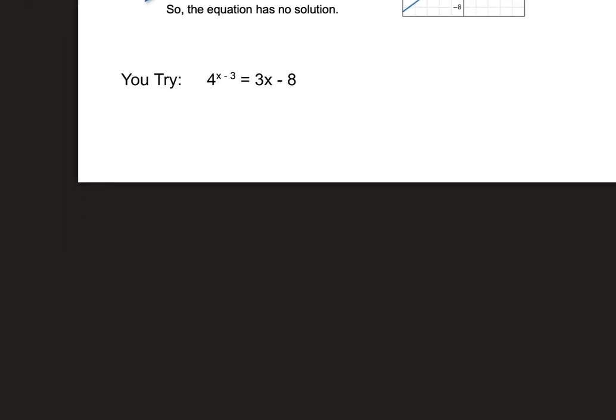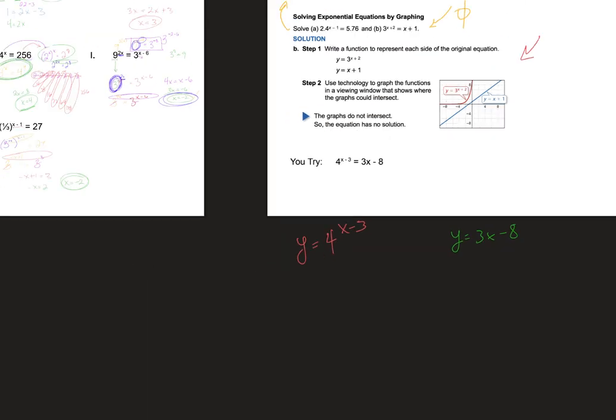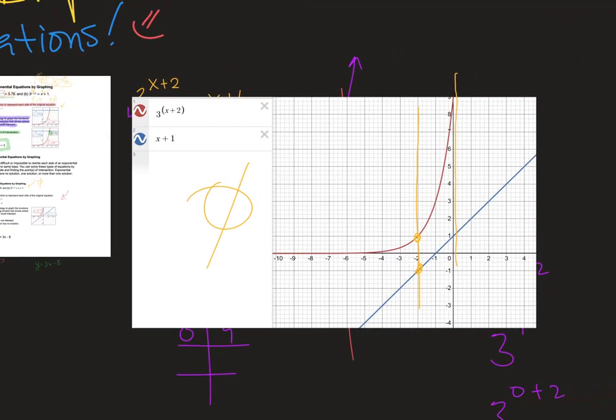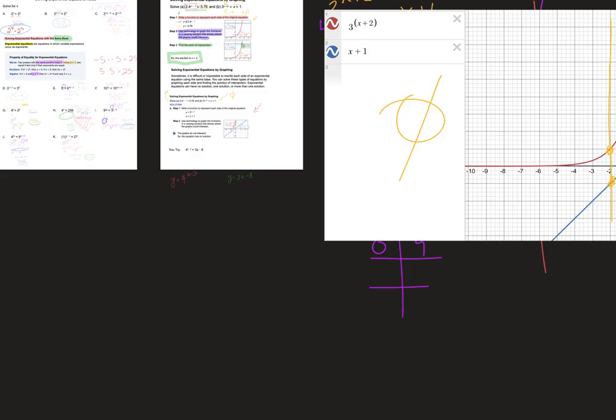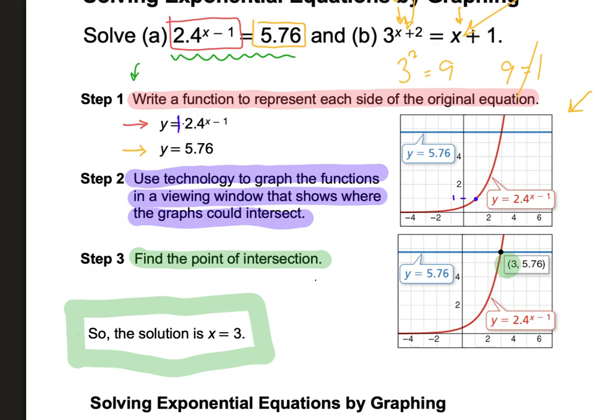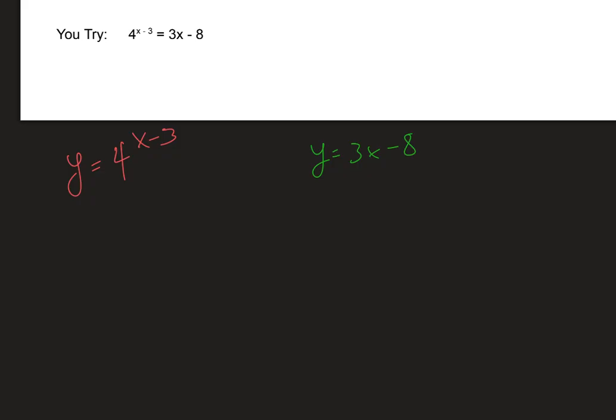So let's try this out. 4 to the x minus 3 power, that's one equation. It's going to be red. And y equals 3x minus 8 is the other one. Well, you know what? This time I am just going to use Desmos to kind of speed up my life. I don't think you really care if I, the math teacher, can graph this rapidly or not on my own, especially when, look, step 2 is use technology to graph it. Okay, so I'm going to go do that. Ready, pause, here I go.